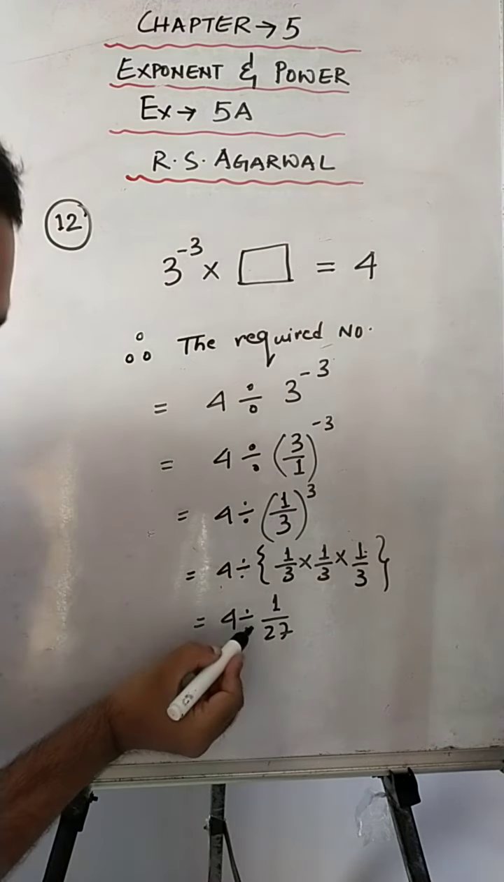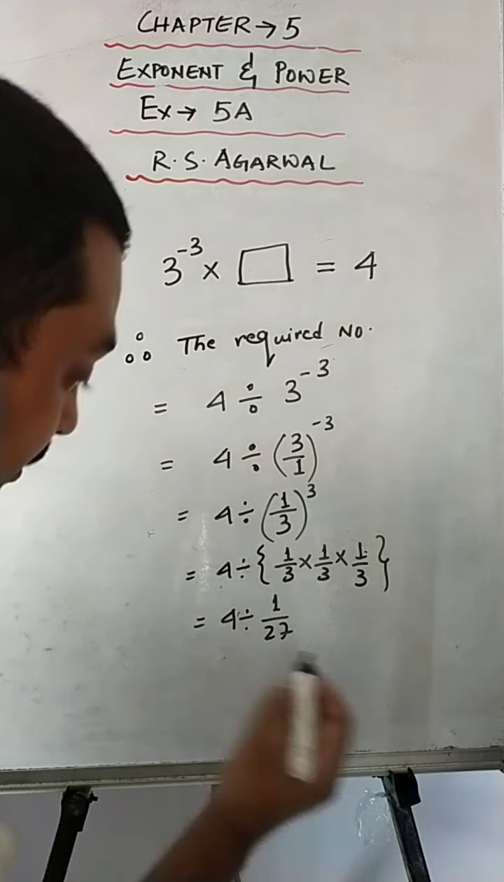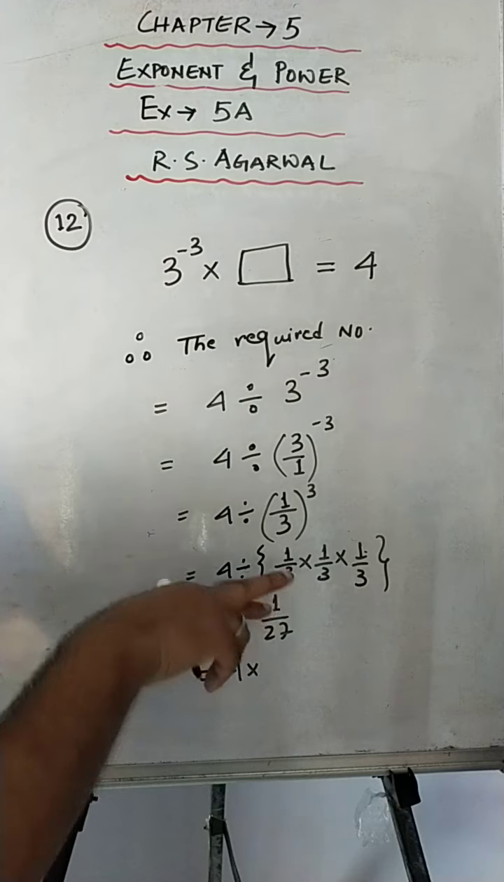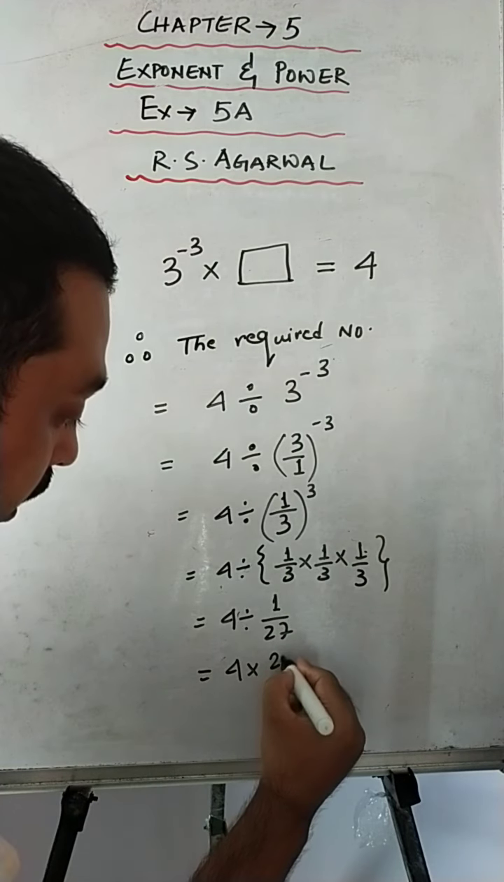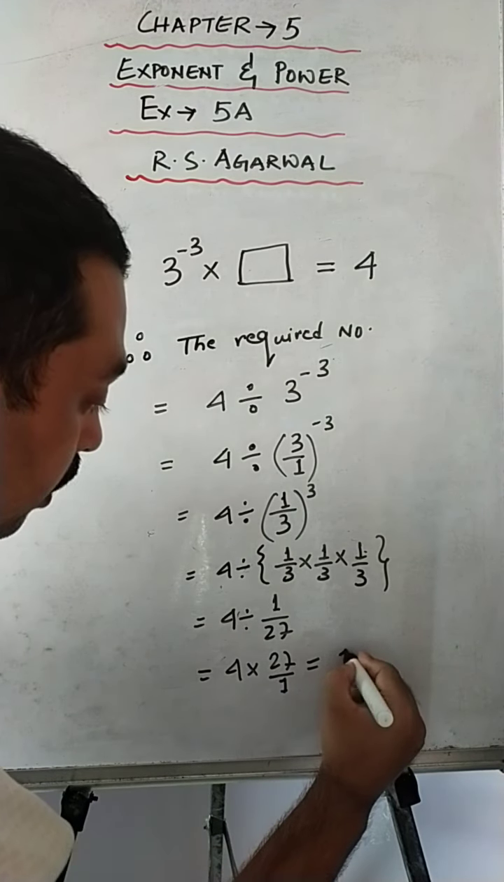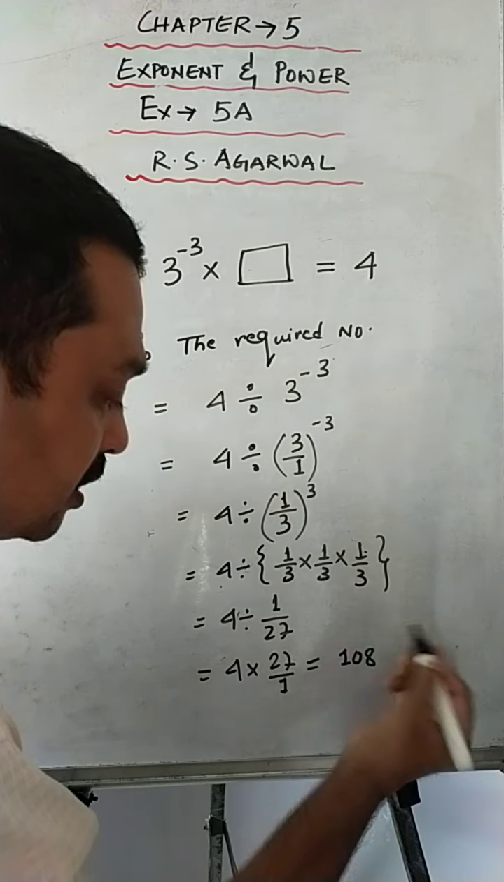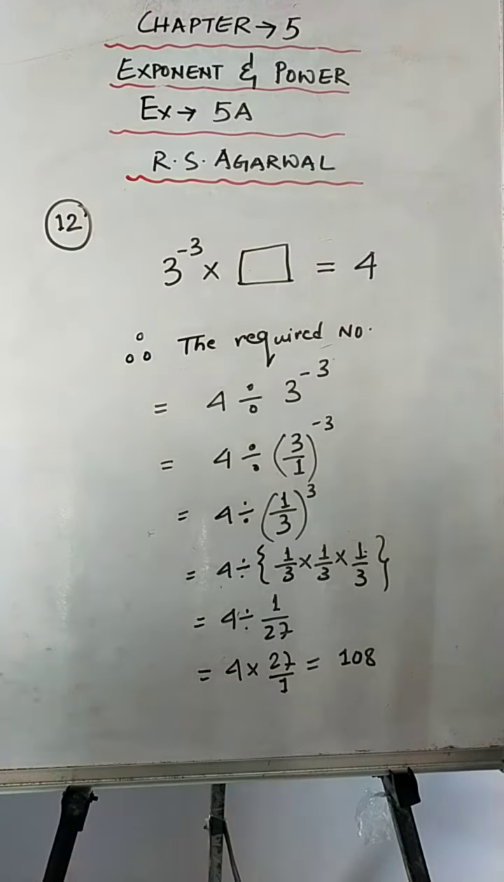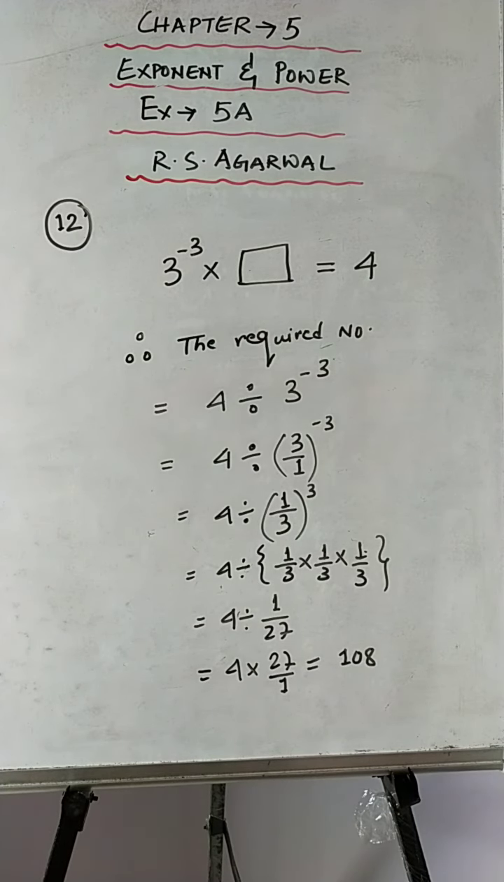Now finally we'll change this sign to multiplication sign. So when we do that, the right hand side of the fraction gets reciprocal again. That is 27 by 1. And your required answer would be 108 by 1. So we do not write 108 by 1. You can just straight away write only 108. So this is the solution of question number 12, students. Very, very important. This type of sums will carry 3 marks.